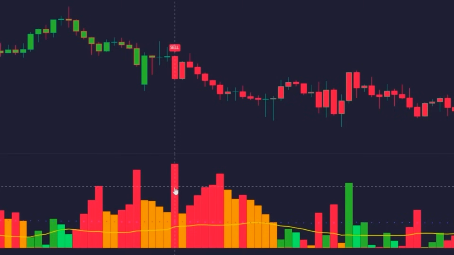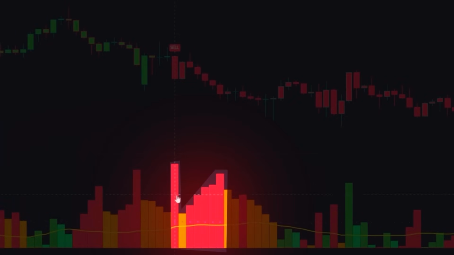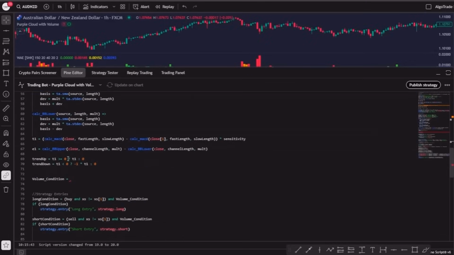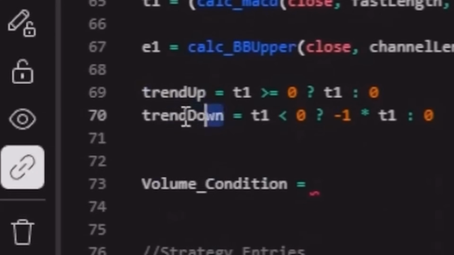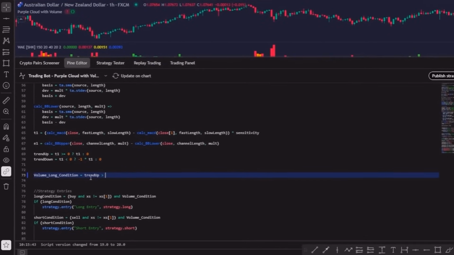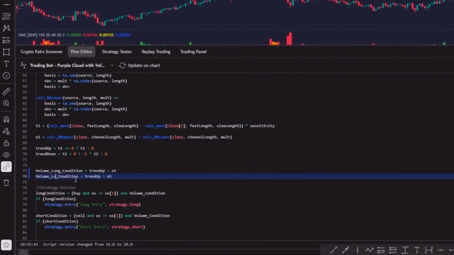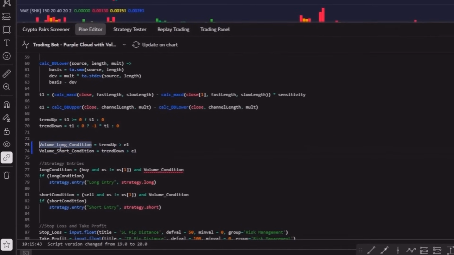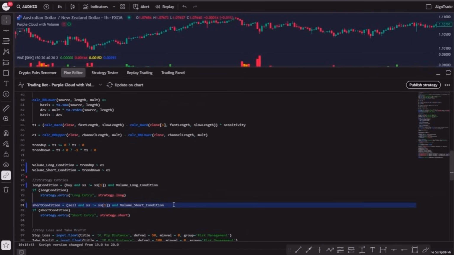For a short trade, it's the opposite. The histogram needs to be red, meaning bearish momentum, and that red bar needs to be also above the explosion line. In the script, those two values are typically named trend up and trend down for the histogram and E1 for the explosion line. So the conditions will look something like this. Volume long condition equals trend up greater than E1, and volume short condition equals trend down greater than E1. Once these are defined, we will simply plug them into our entry logic, just like this.